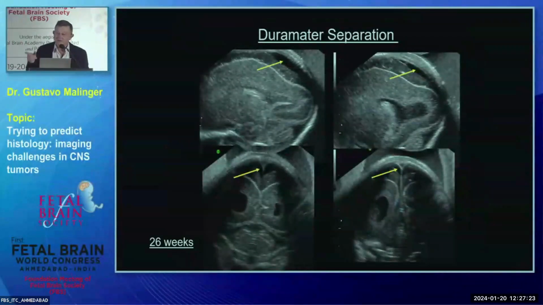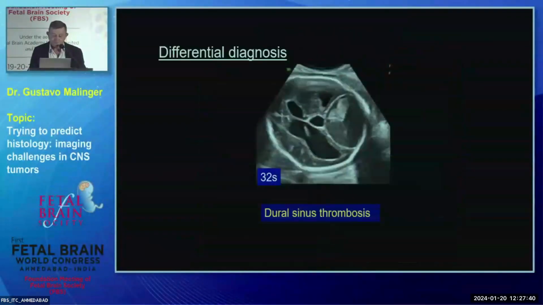But this is something that Ritsuko also showed. Sometimes you will see an extra-axial finding that is cystic, and when you use a very good ultrasound machine, you will start seeing what we call dura mater separation. This is completely normal. Don't worry about them. There is not a hemorrhage and there is not a cyst.